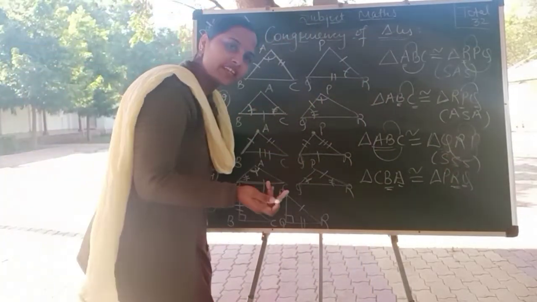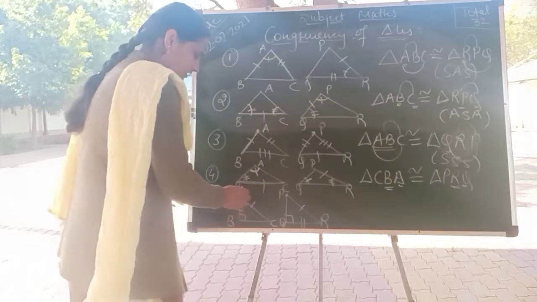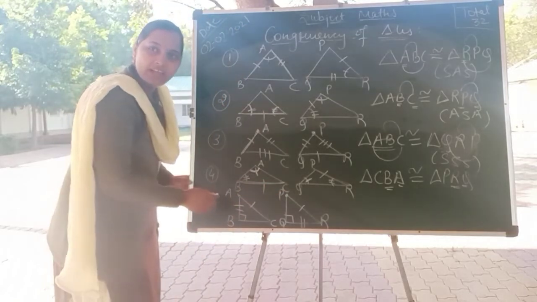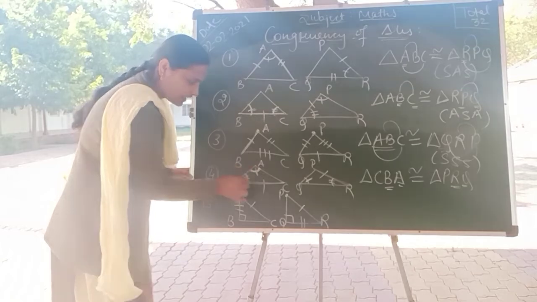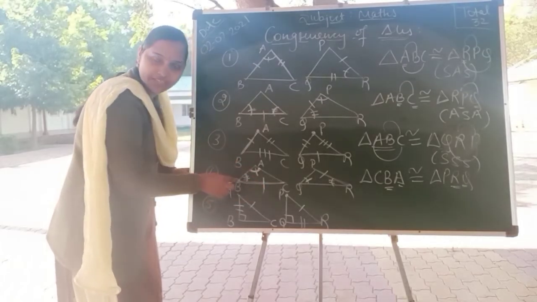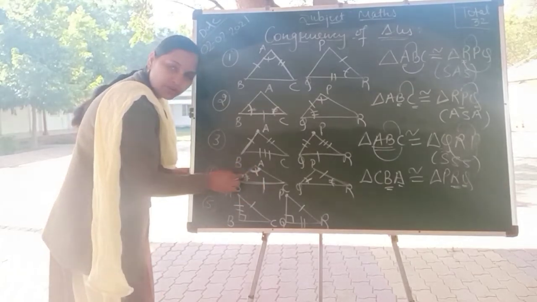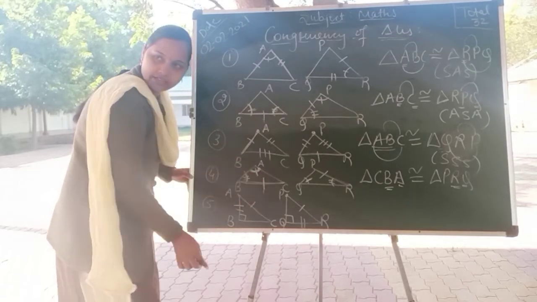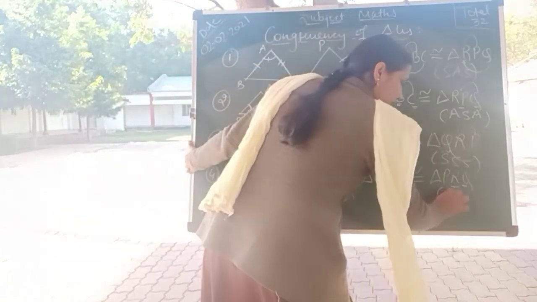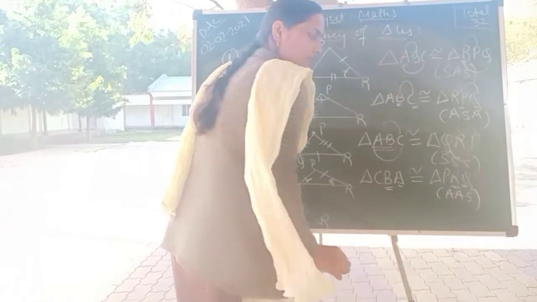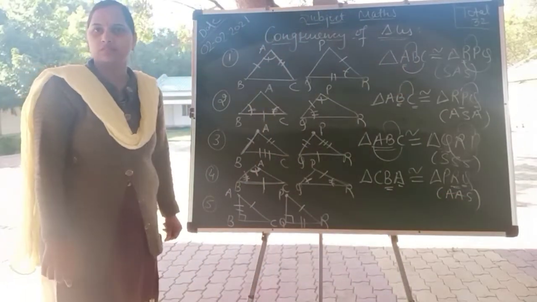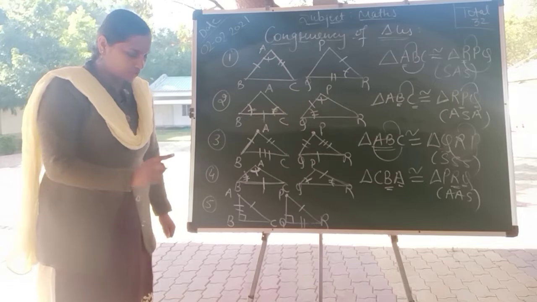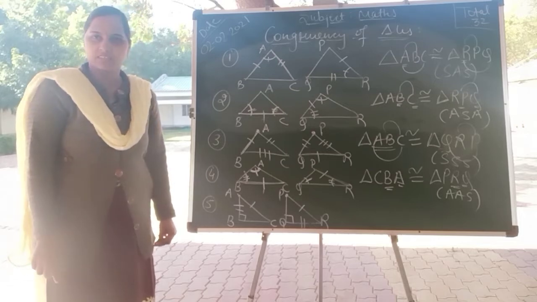So by which criteria? Angle, side. Check the sequence. Angle, then I am talking about this angle, then this side. Angle, side. AAS congruence rule. Correct?